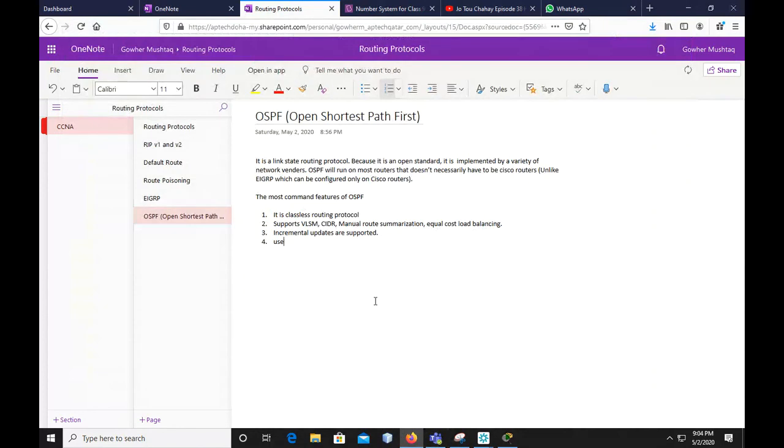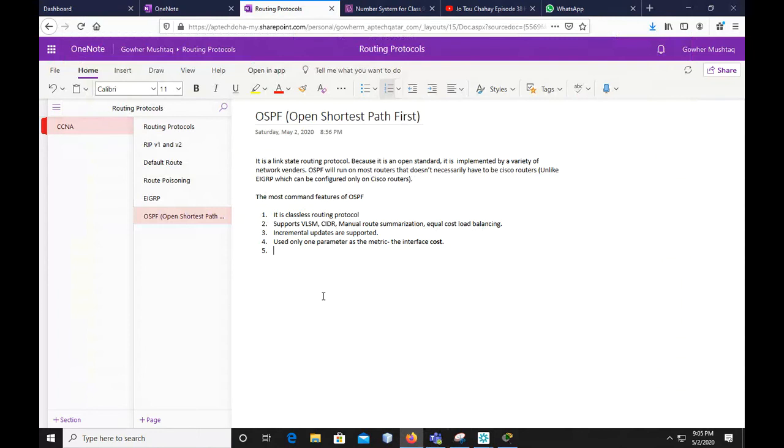Okay, and it also uses only one parameter as the metric, which is cost. The metric is the interface cost, the cost of the interface. So that's the parameter it uses. So the metric of OSPF is cost. All right, you need to remember these things, which you will be asked.